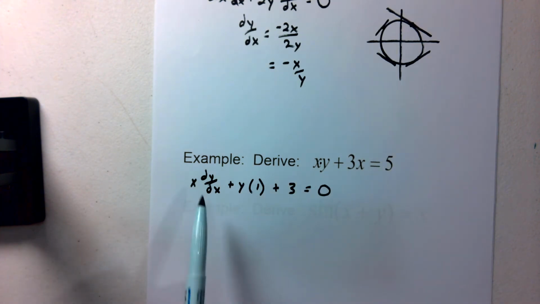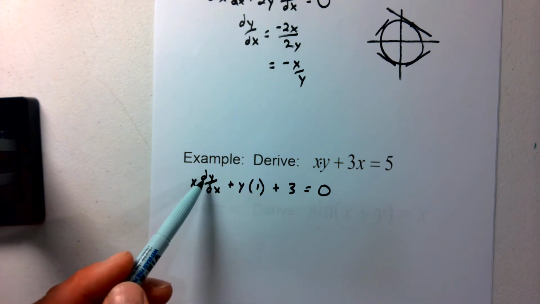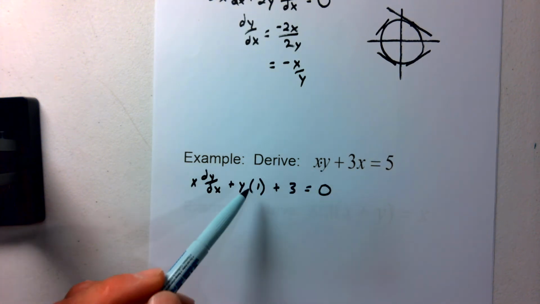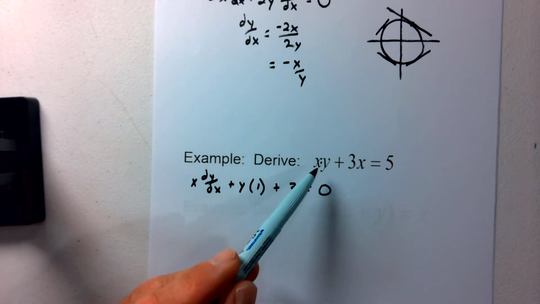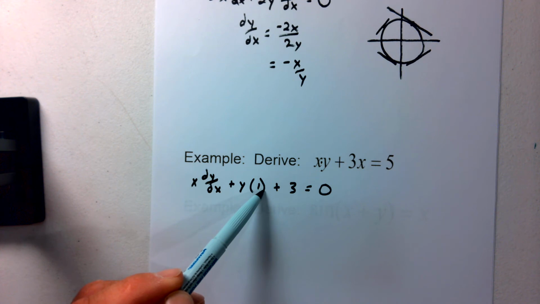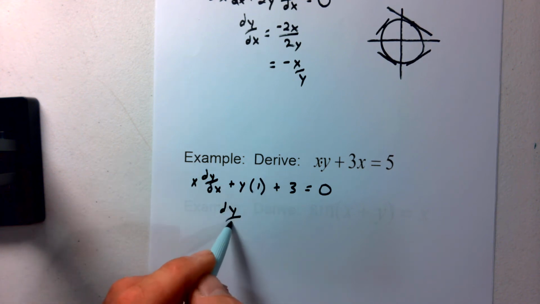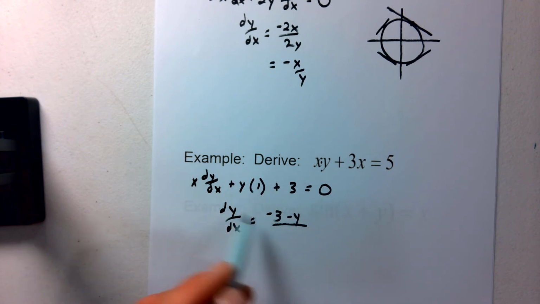So notice, be careful, we put a dy dx with this one, but not with this one. Well, why is that? We put the dy dx here because we took the derivative of a y. Here, it doesn't ask us to take the derivative of a y, it takes the derivative of an x. And the derivative of x is 1, dx dx if you want, or just 1. Go ahead and solve for dy dx. We're going to subtract the 3, subtract y, and then divide by x. And that's going to be our derivative.